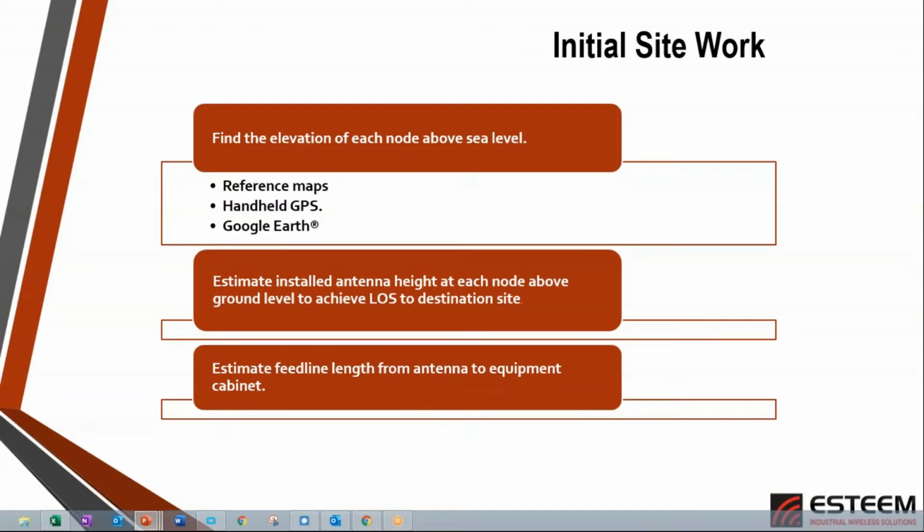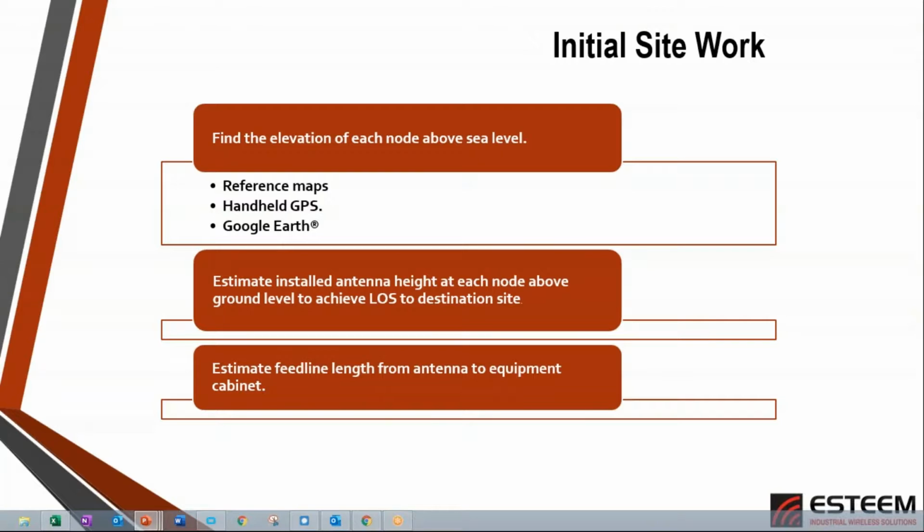What we're trying to do is estimate the installed antenna height at each location above the ground level to achieve a line of sight to the destination. So it may need to be on top of a water tank. It may need to be on top of a tower, on top of a building to get a line of sight to where it's going to. That height above the ground is the ultimate height that we need to know.